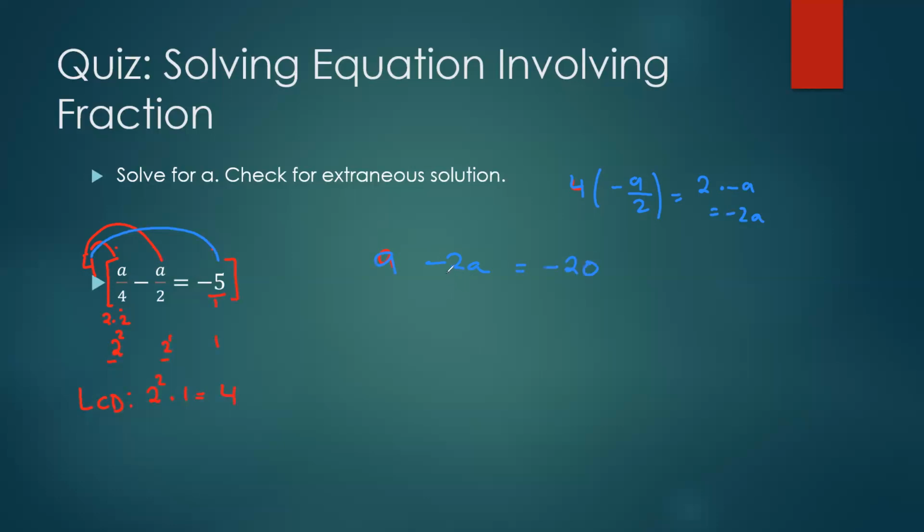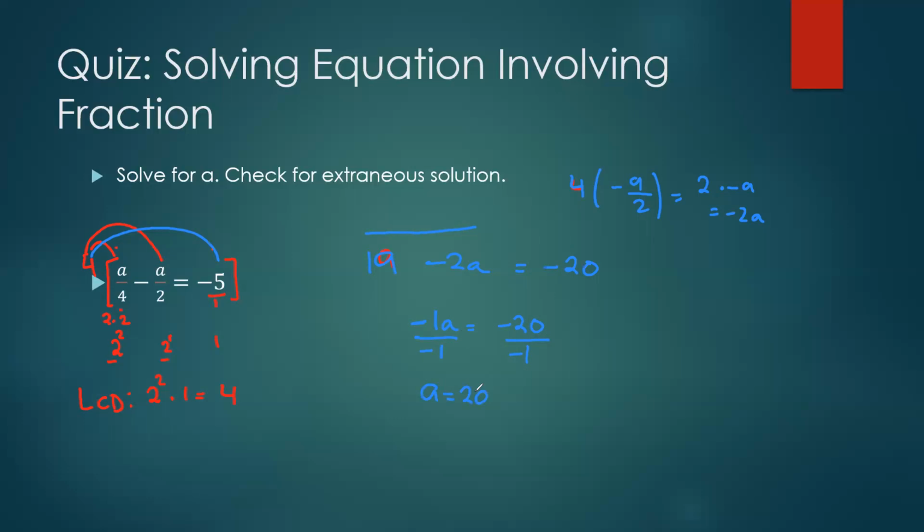Okay, now before we start moving things around, can we simplify the left and the right side? I believe we can. On the left side, we have 1A minus 2A, which is negative 1A, correct? And then on the right side, you're left with negative 20. Get rid of this A by dividing both sides by negative 1. And you get A equals 20.